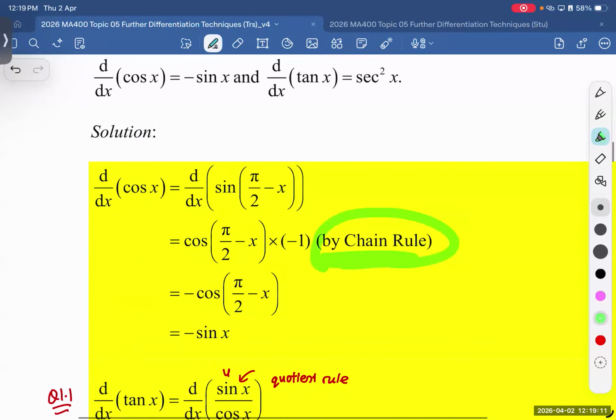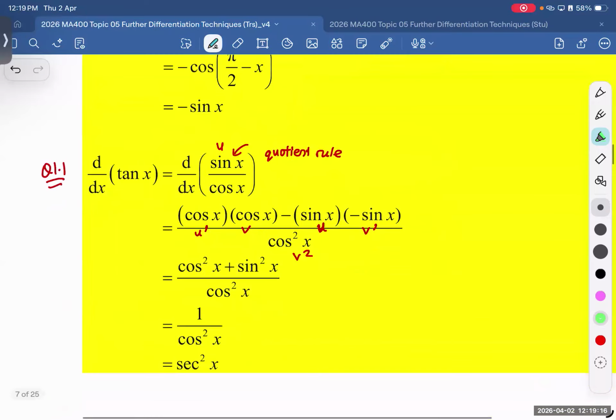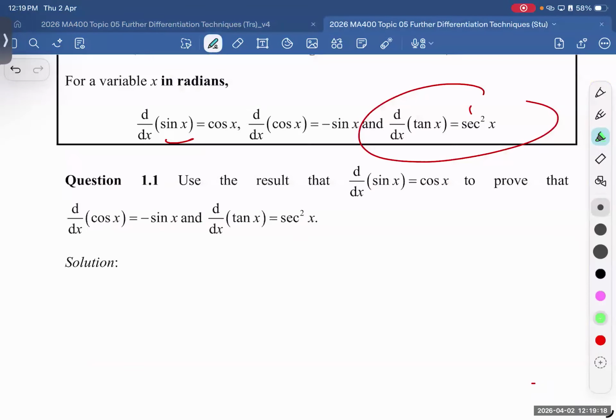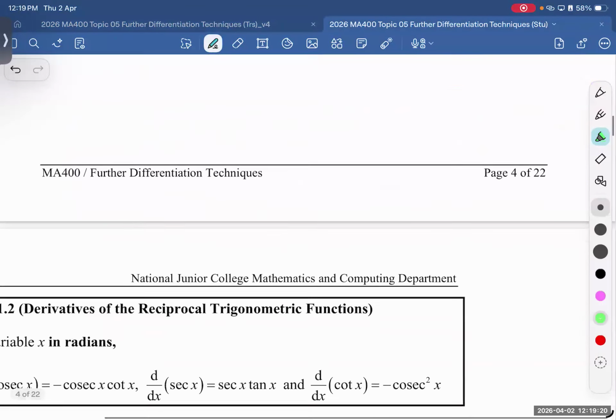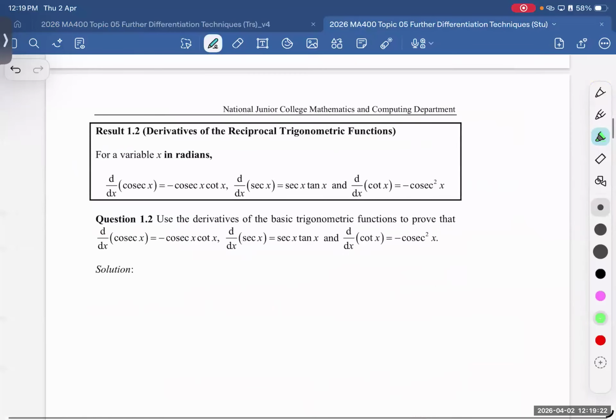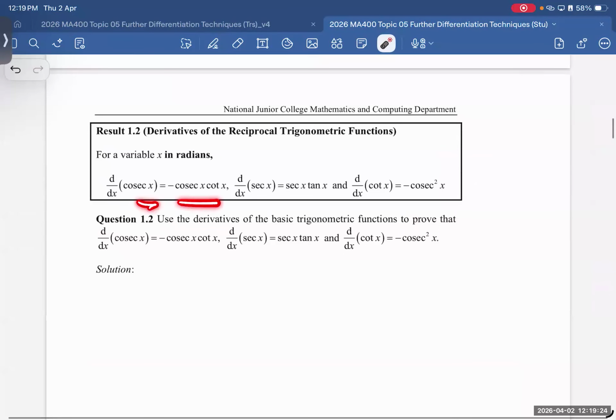The chain rule for trigo, Xavier, later I need to show you. This is the second one. Now I go to question 1.2. Derivative of cosecant is minus cosecant cotangent. Derivative of secant is secant tangent. Derivative of cotangent is minus cosecant squared.